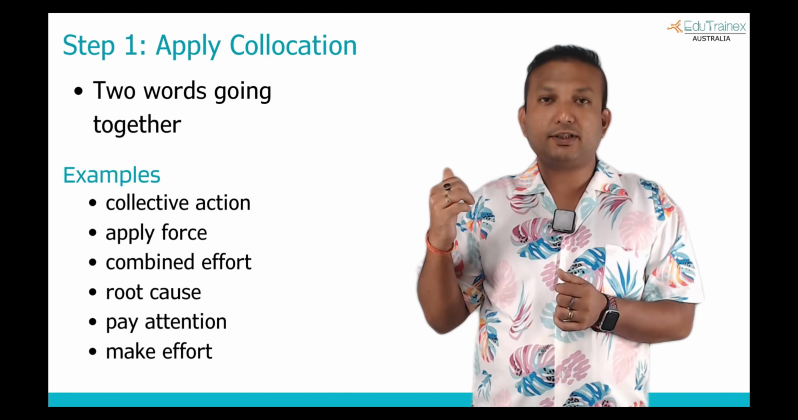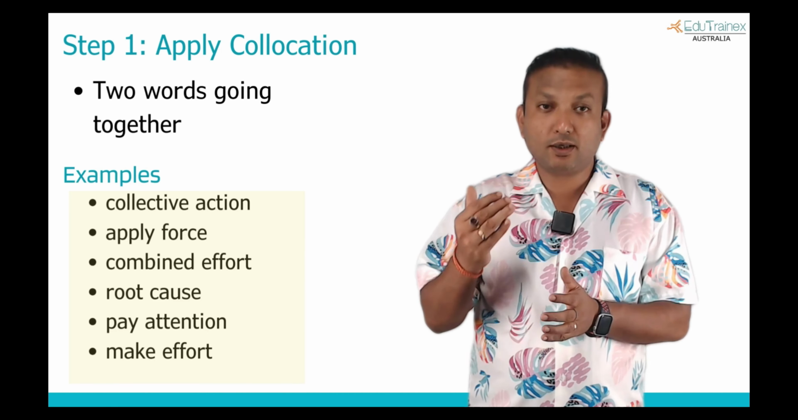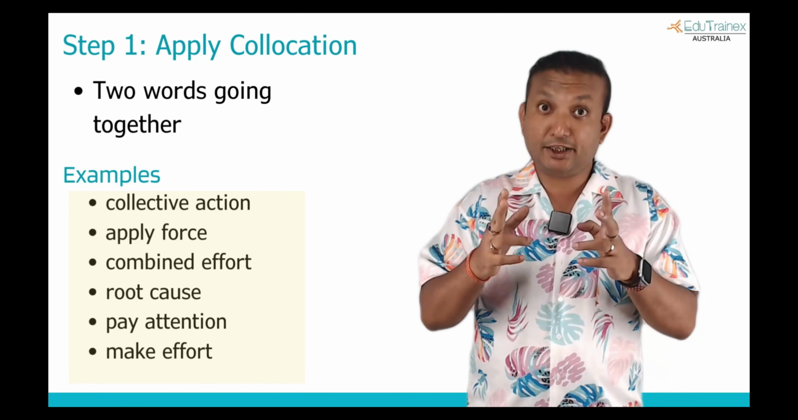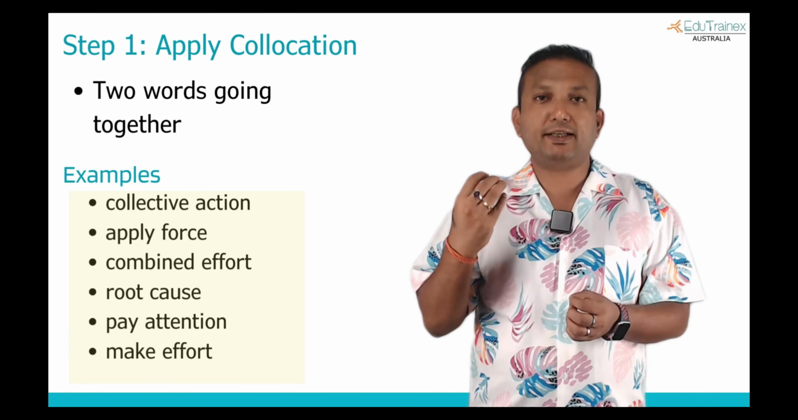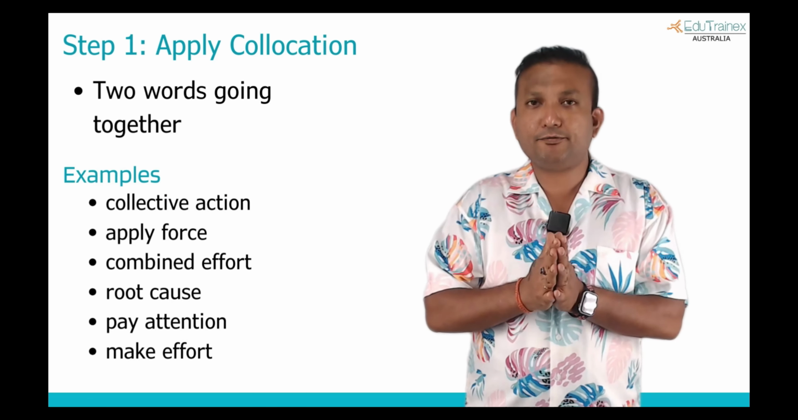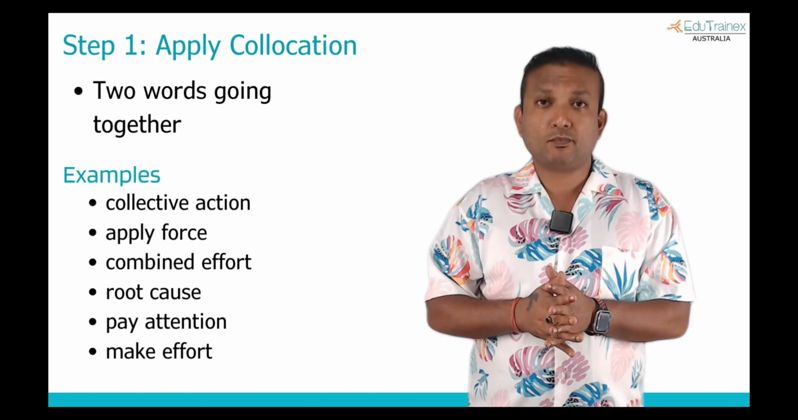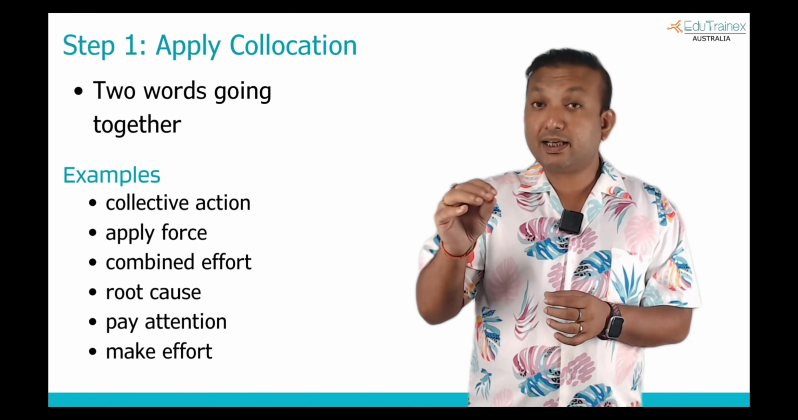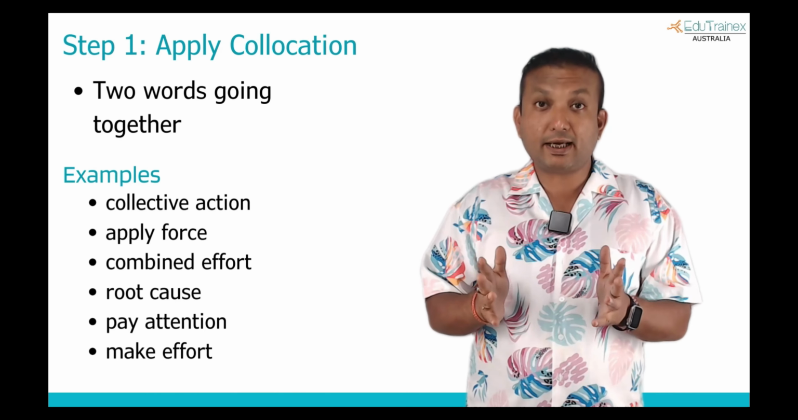You can see some of the words that I have shown to you on the list, just an example of how two words can fit together: collective action, applying a force, combined effort, root cause, pay attention, make effort. These are just shown as examples of how you can use different combinations. So when you go for a reading fill in the blanks question and you see different blanks and different word options, and straight away you know which two words collocate, you can guess around 2 to 3 blanks out of 5 if you know the collocations well. It's as simple as that.